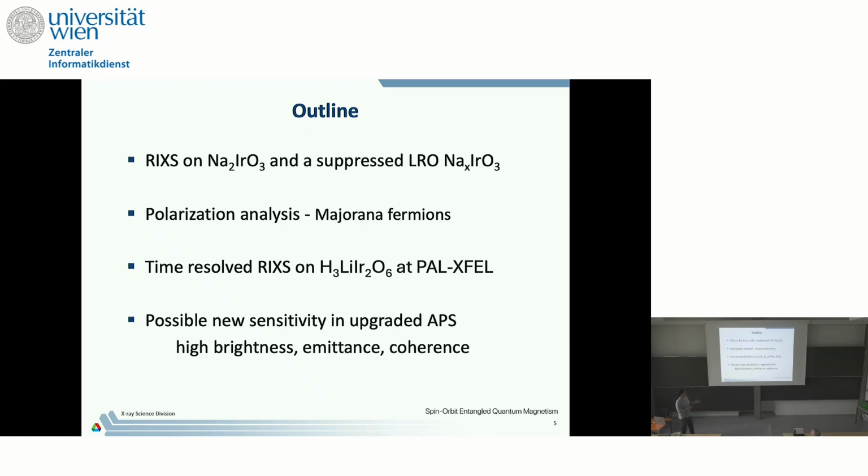I will also present some polarization analysis to see the Majorana excitations, and some time-resolved RIXS study on the hydrogen sample. Among the iridium cases, this hydrogen sample is the closest to a quantum spin liquid because it doesn't have ordering, but it is largely disordered and well studied. Finally, I will discuss what new opportunities we can have at the upgraded APS.